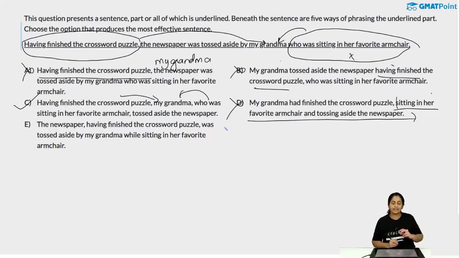So in this case, we are trying to indicate that the crossword puzzle was finished by the newspaper, which doesn't make sense. So E also can be eliminated. The correct answer is option C.